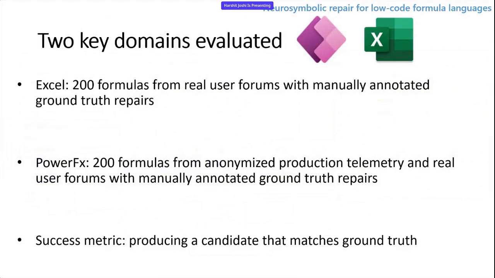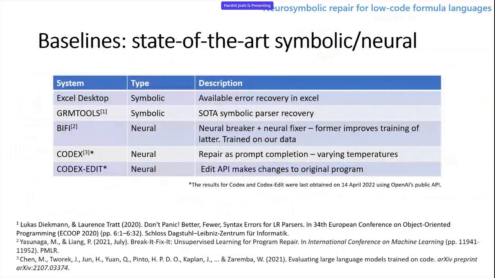Coming to the evaluation part, we extensively evaluate our work in two very popular low-code domains, which are Excel and PowerApps. We manually annotate ground truth repairs for 200 formulas in each of these domains. These formulas come from real user forums, and some of them come from anonymized production telemetry. For evaluation, we match the produced candidate with the ground truth. We also compare our system to the state-of-the-art symbolic and neural methods.